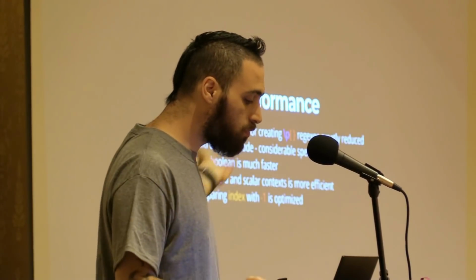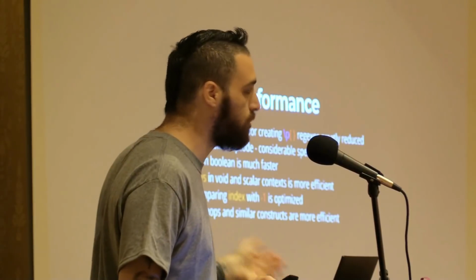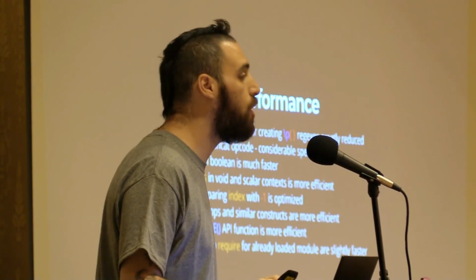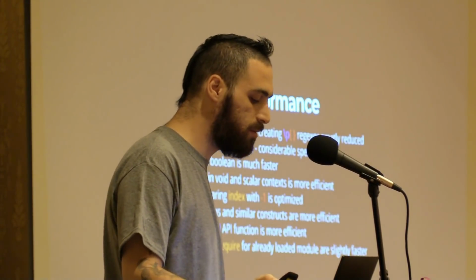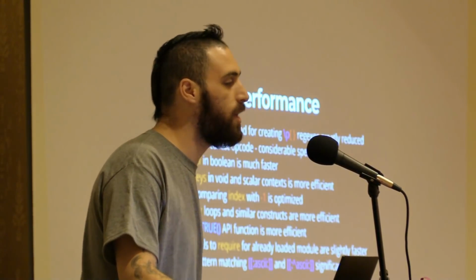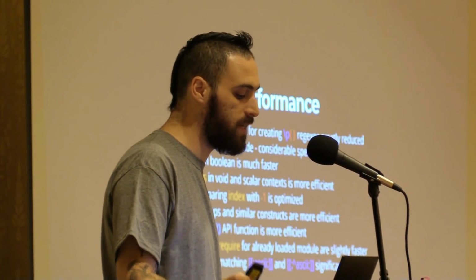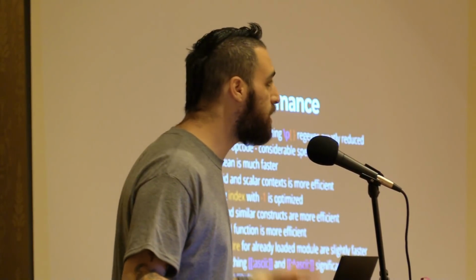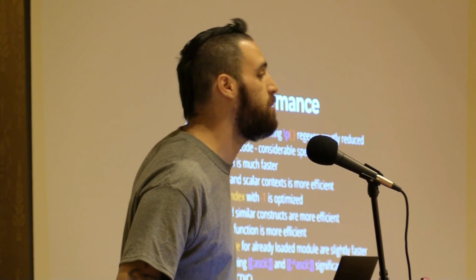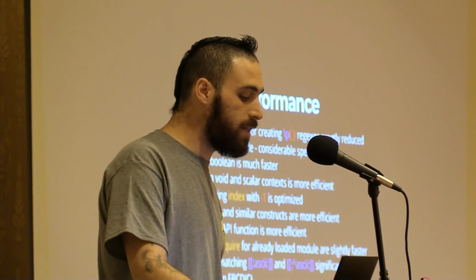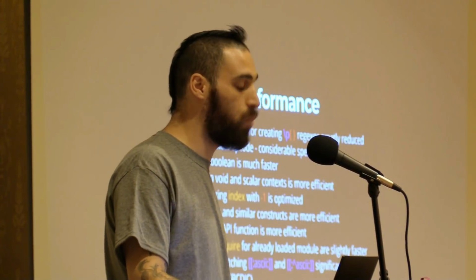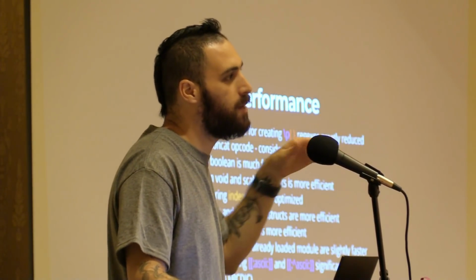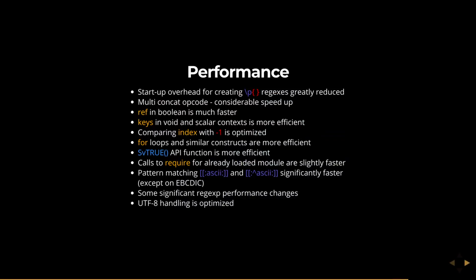So this is nice. The for loop and similar constructs are now more efficient. As to be true, it's an API function, it's actually also more efficient now. If you call require for something that had already been loaded, it is slightly faster. Pattern matching for ASCII and non-ASCII is significantly faster, except on EBCDIC. You'll laugh, but in the perldelta it actually says not on EBCDIC. And some significant regex performance changes as well. And of course, if I recall, it was Karl, he had a bit of spare time. He also optimized UTF-8. Why not?